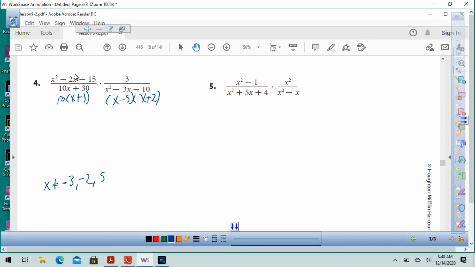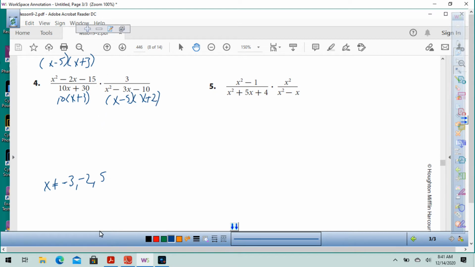All right, let's go ahead and factor this up here. We're going to have x minus 5, and then x plus 3. Negative 5 times 3 is negative 15, negative 5 plus 3 is negative 2. And do the same thing here. Negative 5 times 2 is negative 10, negative 5 plus 2 is negative 3.